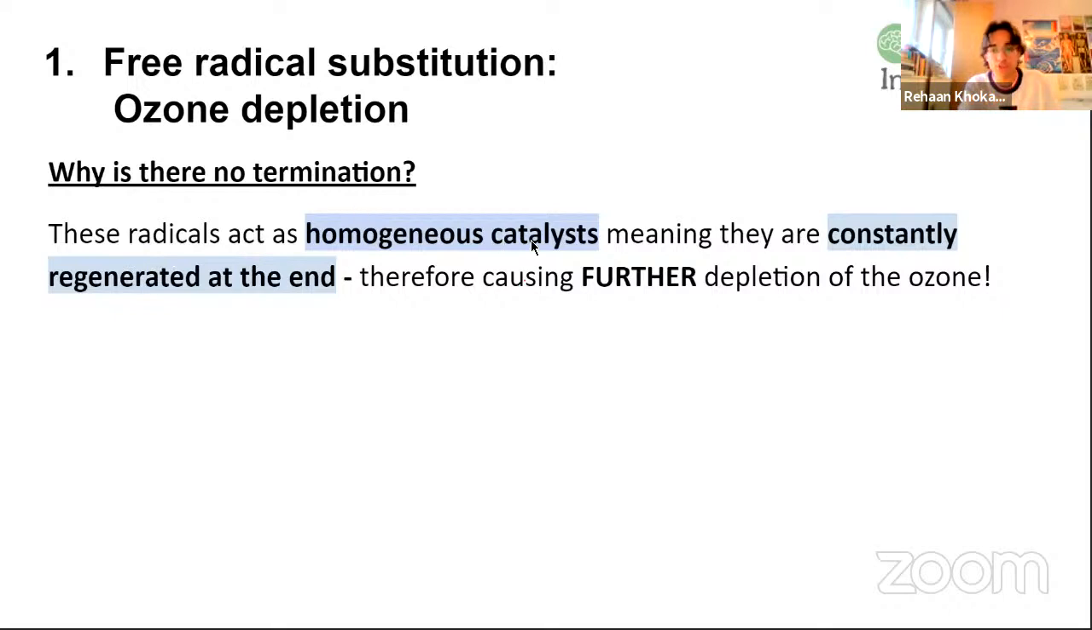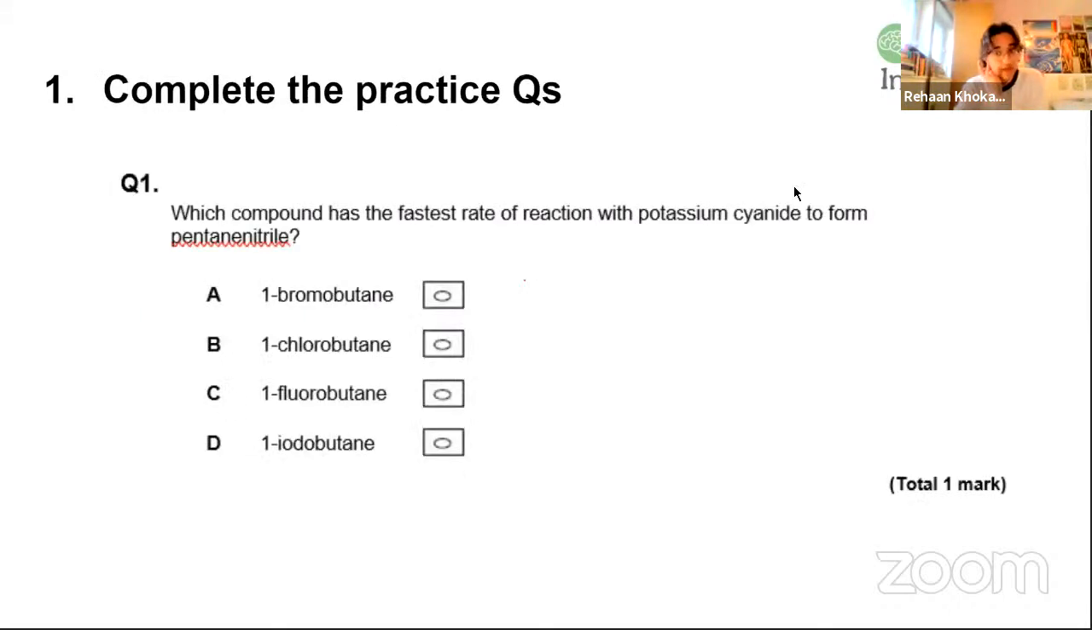Okay, so again, just a quick note on why there's no termination. These radicals act as homogeneous catalysts, meaning they are constantly regenerated at the end, therefore causing further depletion of the ozone. So all that basically means is we are going to continuously reform those radicals to continuously do propagation 1. So I'll stop speaking now. I'm sure you'll appreciate that.